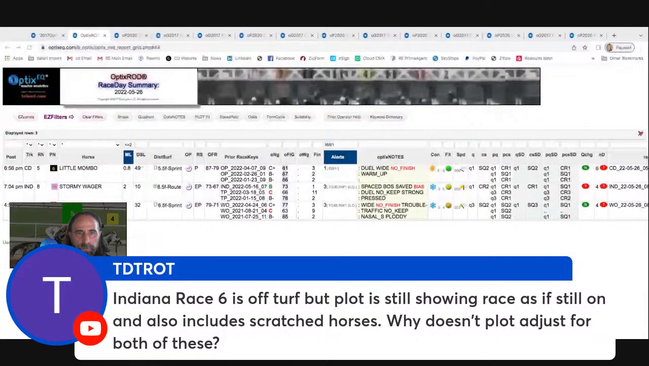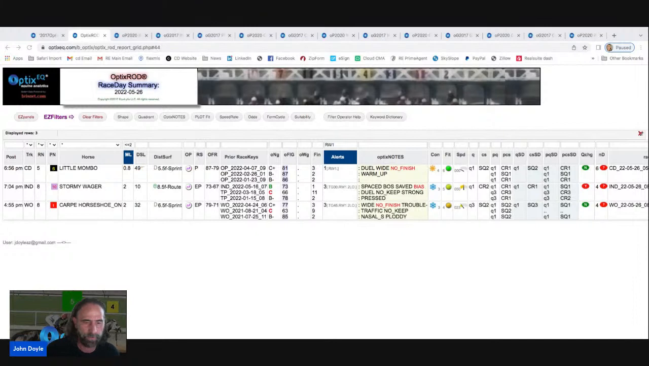Race, it's off the turf. It's still showing race as it's still on. I was looking at scratch horse and why doesn't. I'll look at that in a second. Let me see. Someone's asking about race 6. I'll come back to that. Okay.